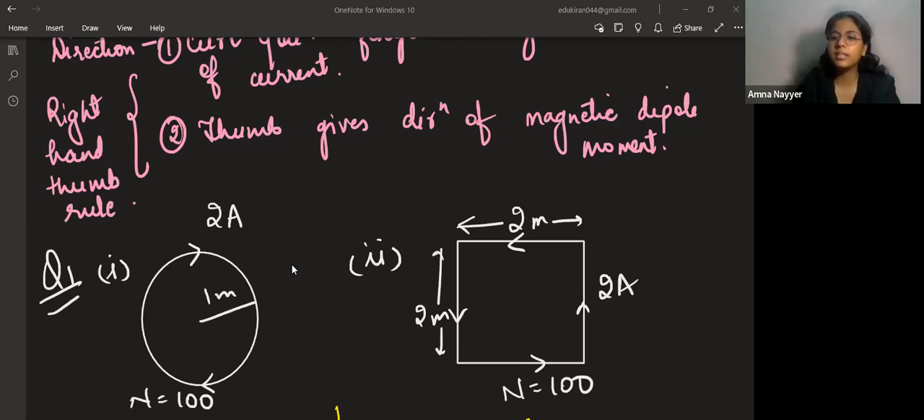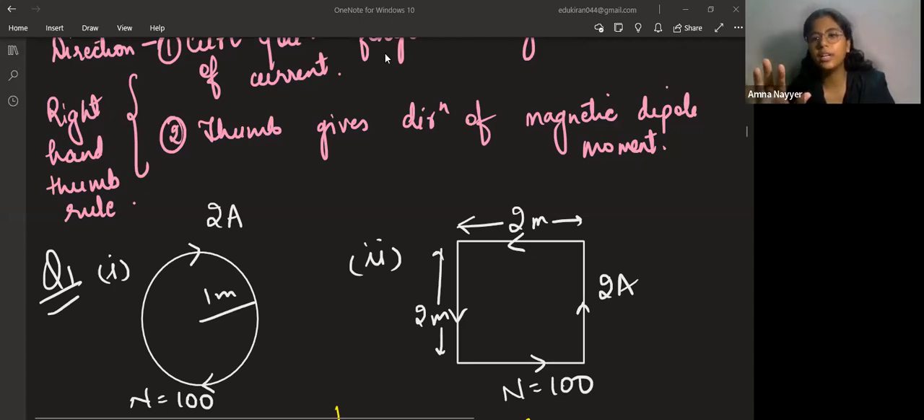What about the second figure? This is what I'm asking you. If this square is given to you, what will it be? Just curl your fingers wherever the current is moving. Clockwise, so clockwise, anti-clockwise, so anti-clockwise. Just check where the thumb is pointing. Is it pointing towards you, that is outwards, or is it pointing towards the page, the screen?